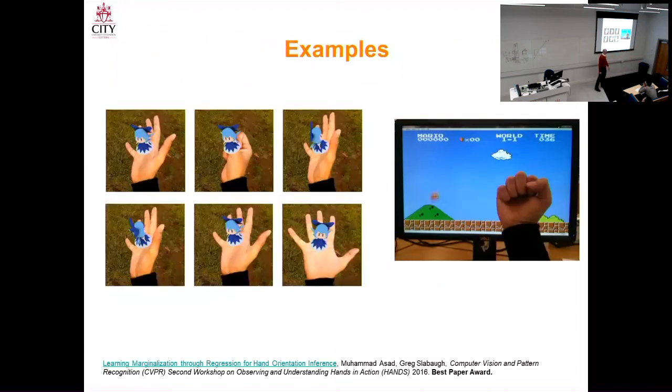Okay, and here's another example where my student was playing Mario, actually. As he closed his hand, he did a jump move, and you can go left and right. It's a fun way to play a computer game.